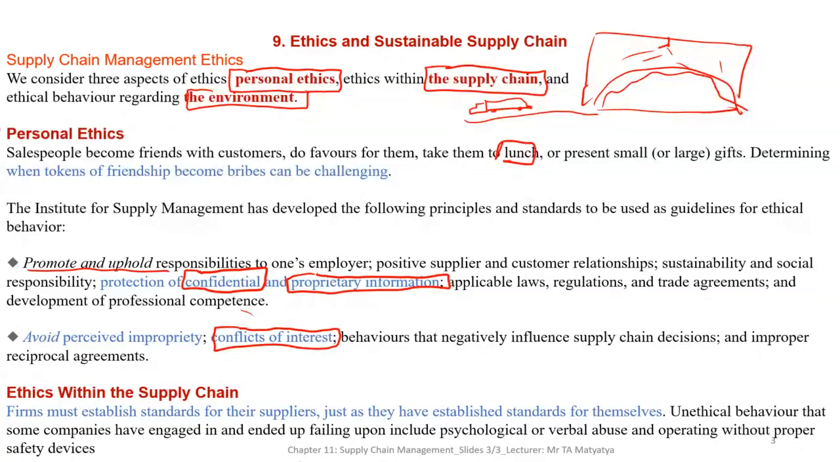Unethical behavior that some companies have engaged in and ended up failing upon includes psychological or verbal abuse, operating without proper safety devices. This is a very common one. Psychological, I see it. The verbal abuse, it's common in industry. I don't know how you're going to mitigate it, but I know you're strong. You will win. Operating without proper safety devices.